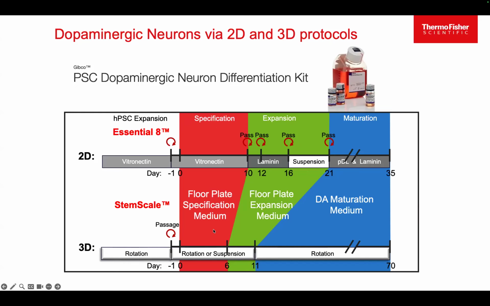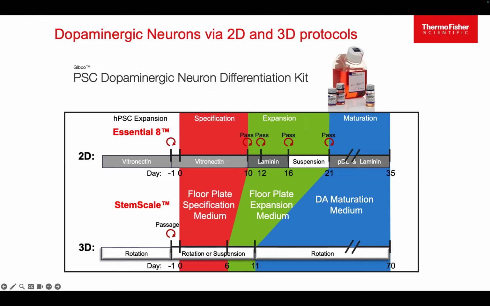We begin with PSCs grown in suspension culture, again in our StemScale medium. We first dissociate those PSCs. We then reseed them into suspension culture for, again, 3D floorplate specification. We then transfer those floorplate spheroids into an expansion medium, and then finally a dopaminergic neuron maturation medium, as you see here in these different colors, without further passaging.